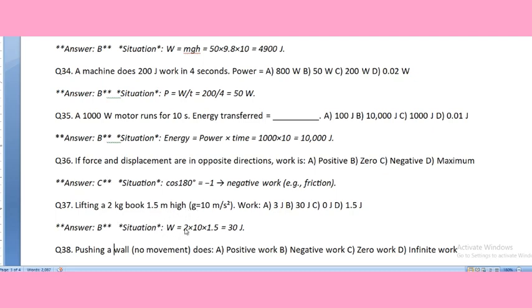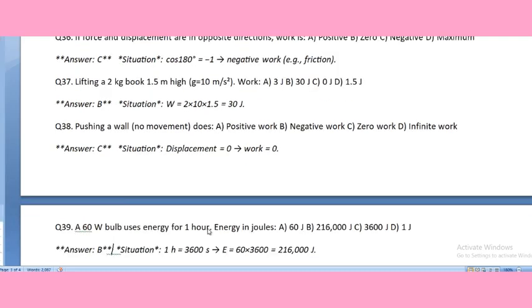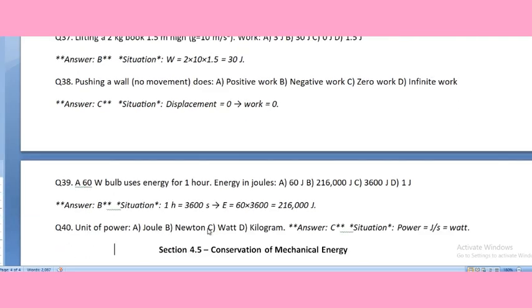From the given situation, work is equal to the product of mass times height times gravitational field strength, which is 2 times 10 times 1.5, equal to 30 joules. So the correct answer is B.